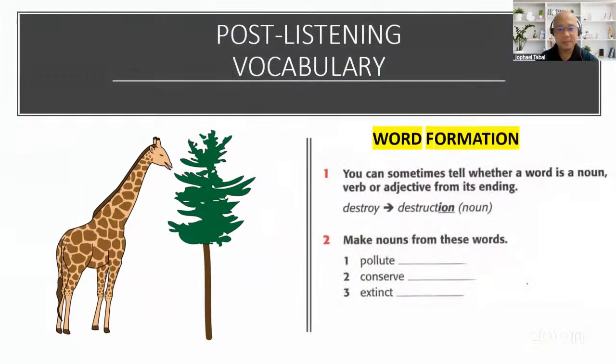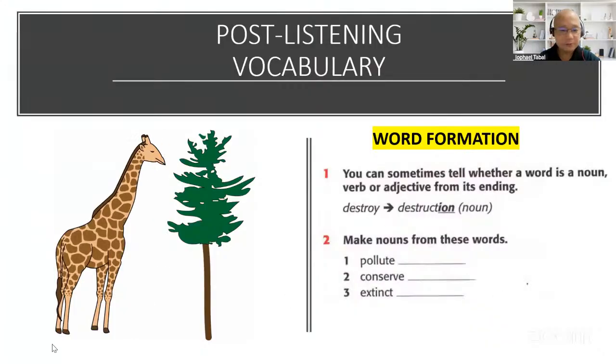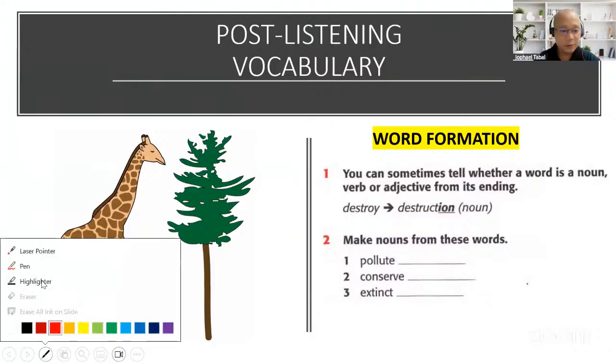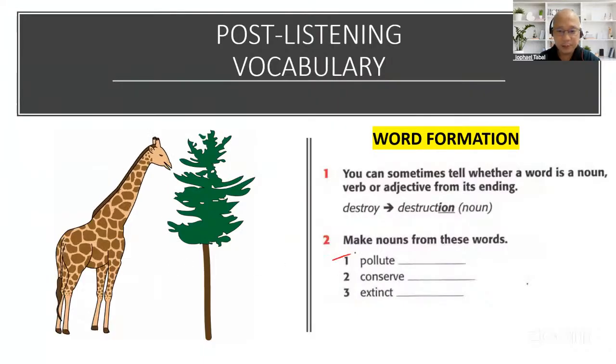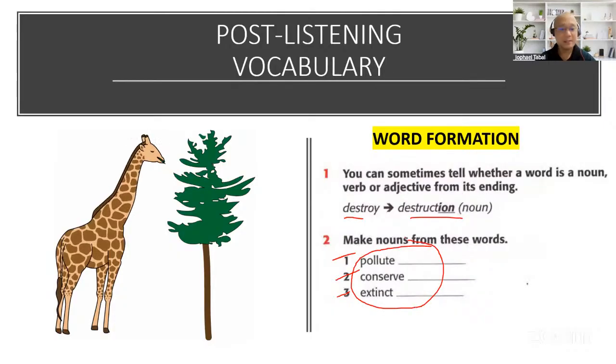Okay, right. Now, before we finish with our lesson today, I'd like you to finish the vocab here from verb to noun. So all of these words here are verbs. Pollute is a verb. Conserve is a verb. Extinct is an adjective. All right, so we have destroy, destruction. So I want you to find the nouns for these words, all right? We can do this in 30 seconds, okay?